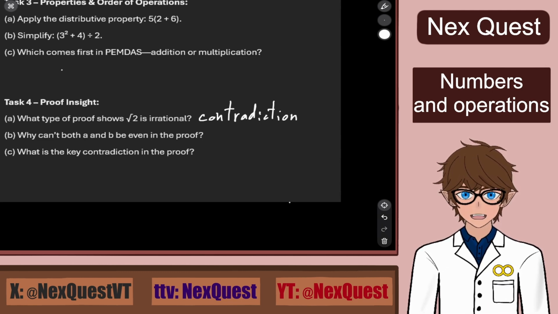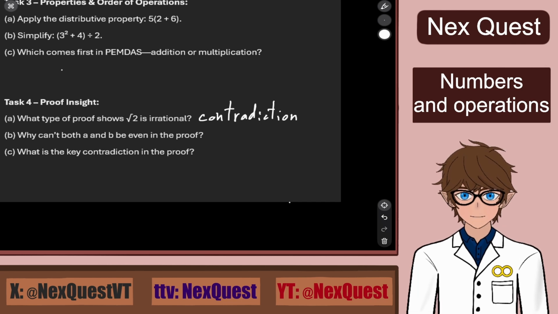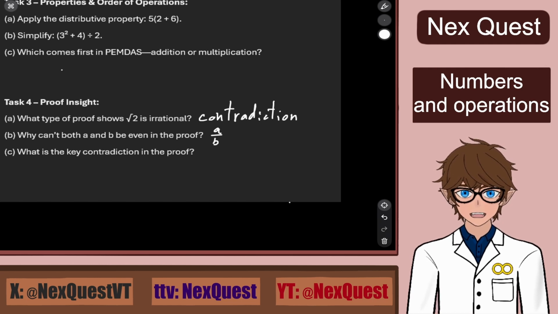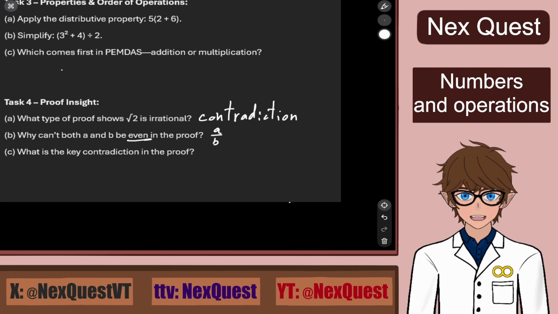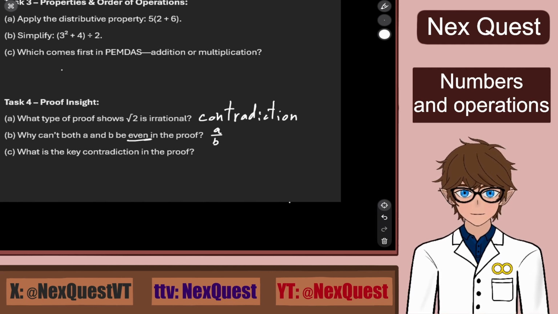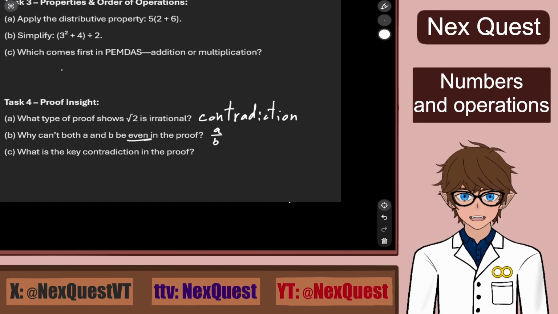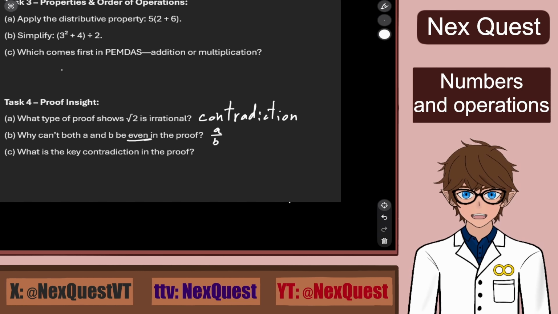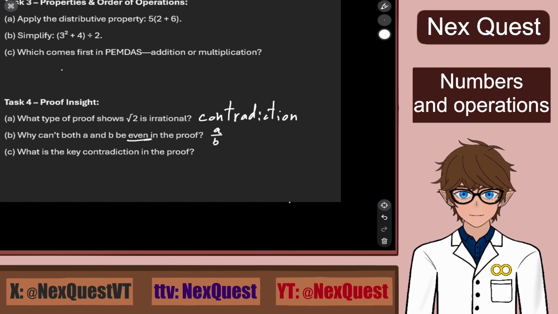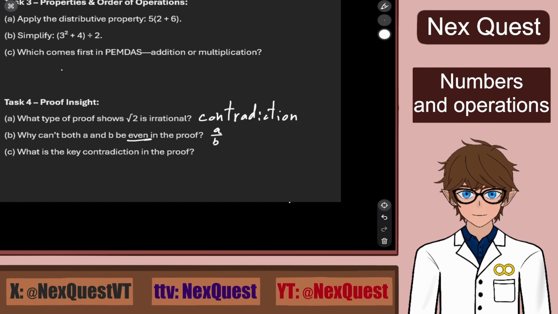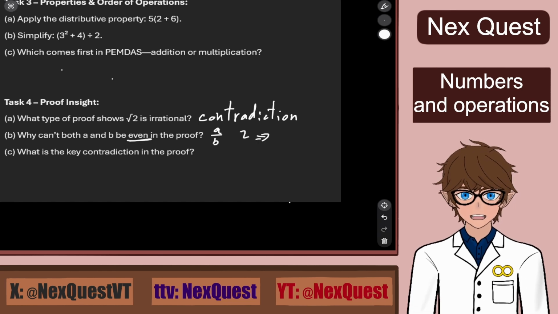So why can't both a and b be even in the proof? Well, we had to assume that the fraction of a over b has to be simplified to the lowest terms, meaning that their only common divisor is 1. And since we had to assume that, they can't both be even, because if they were, another common divisor they would have would be 2. And after that, we could simplify it further, which goes against what we assumed, which is a contradiction. And since the result contradicted our original idea, we proved that square root of 2 is irrational. Therefore, no, both of them cannot be even, because that's how we defined it at the start of the proof.